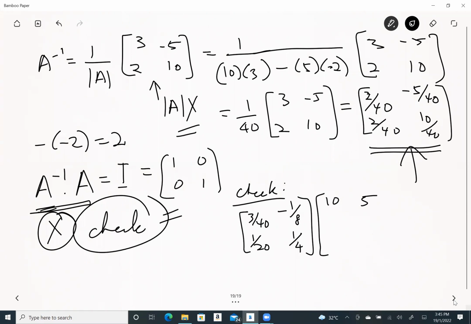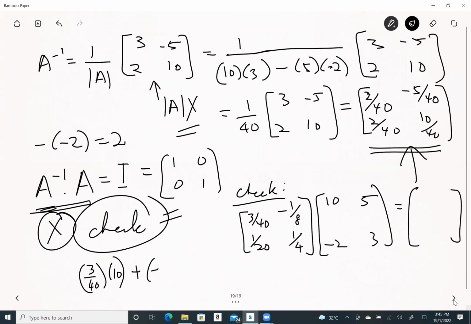Okay, multiply with the original matrix, 10, 5, negative 2. So you multiply each row to every column. So the first one, I will do it. I got 3/40 times 10 plus, okay, plus negative 1/8 multiply negative 2. So what do I get? I get 3/4, okay, plus negative 2 negative 8, 1/4. Dapat 1. So that is 1.